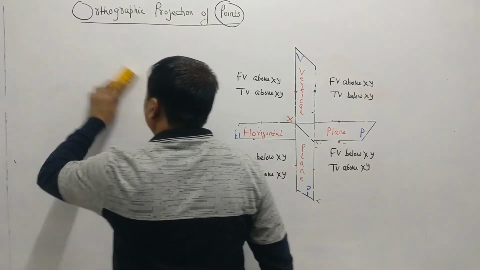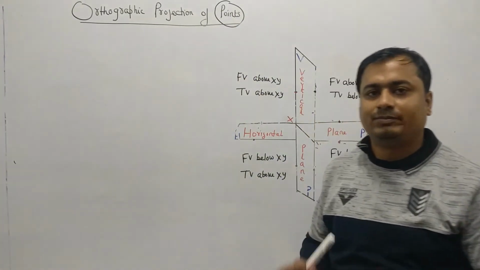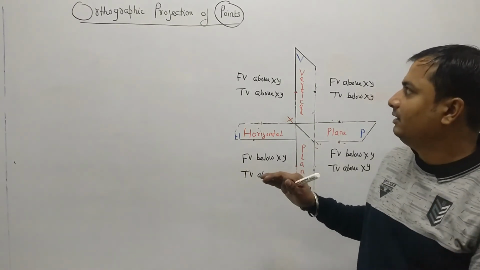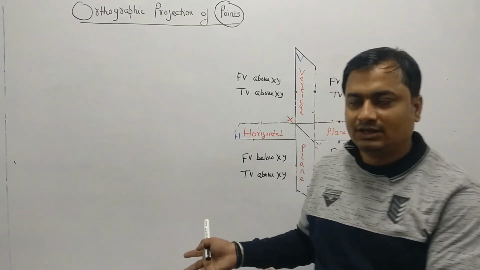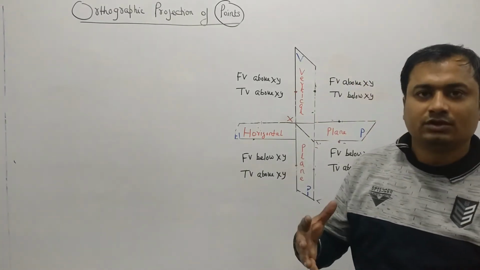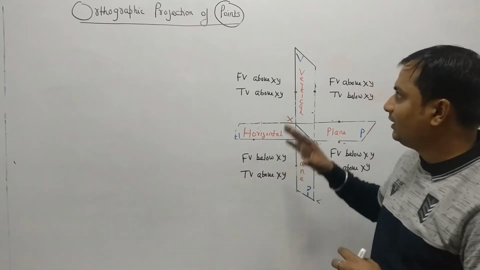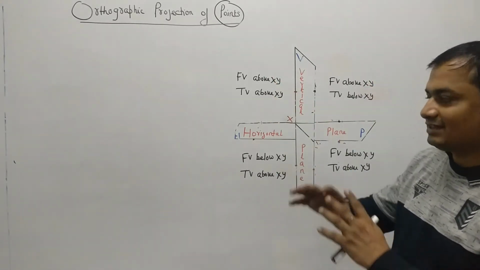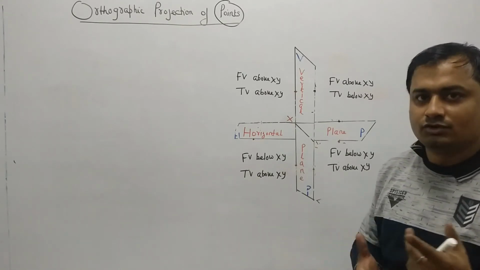Now coming to the conclusion of the entire topic, that is projection of points. What we have done in the projection of points is we have located the point in all the four angles, and we have seen where the views are located with respect to the reference axis. So now I am concluding this projection of points. I am making a summary of the projection of points which will be helpful for solving the problems.